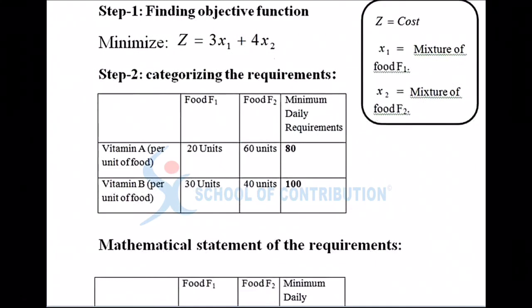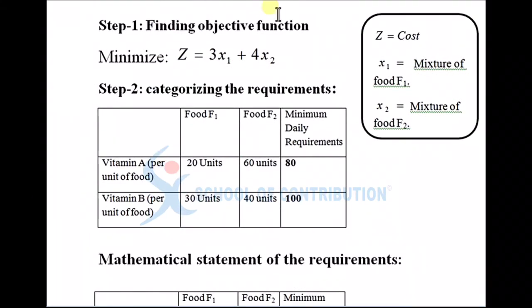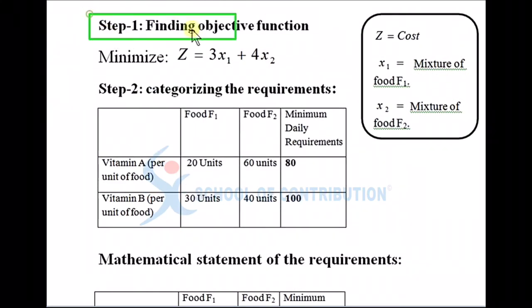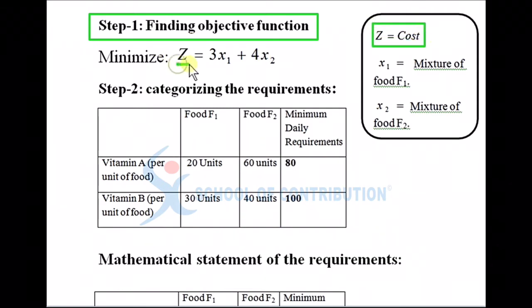So for the objective, first step number 1, as we say, finding the objective function. Since we are minimizing cost, we refer to z as cost, so z equals cost. So this is our objective variable that we have to minimize, or cost we can say. Since we say that x1 is the mixture of food F1, because we do not know how much quantity we purchase for F1, and x2 is the food mixture of F2, we just take it for granted, x1 and x2.